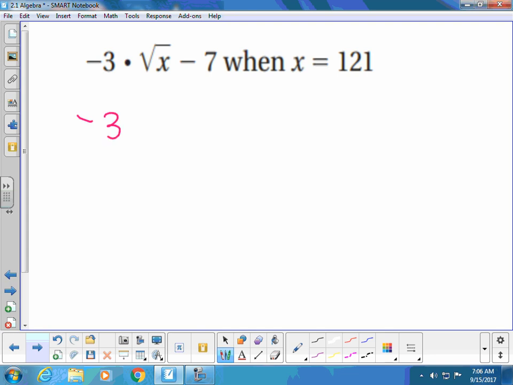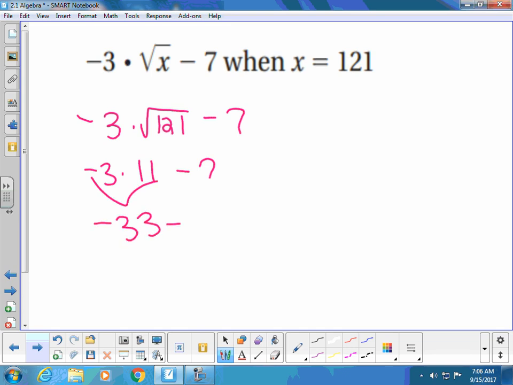All right, if you're ready to check, go ahead. If you're not ready to check, click pause. The square root of 121, that's a perfect square, and it equals 11. My order of operations says to multiply next and get negative 33, and then I have to subtract that 7. So negative 40.